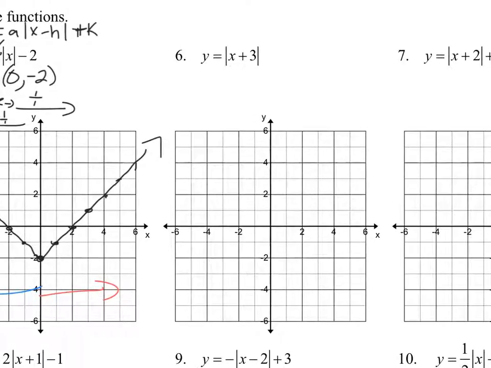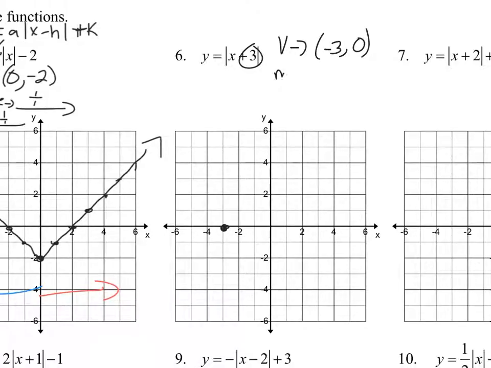Number 6. So, very similar to the last problem we did, our vertex is going to be negative 3, 0, right? Because there is no number in the k position, which negative 3, 0 would be right here. Remember, h is always going to be opposite, okay?